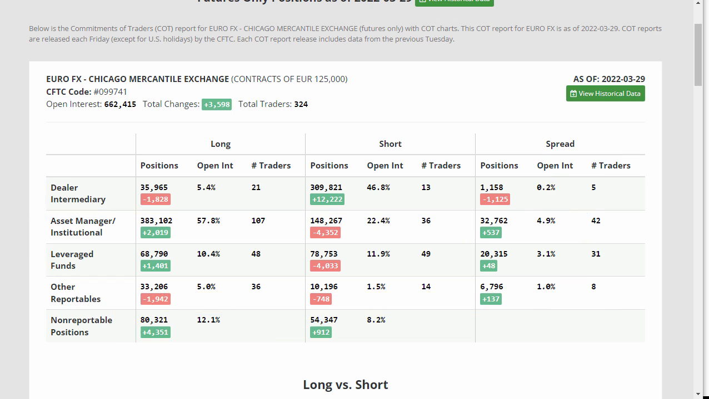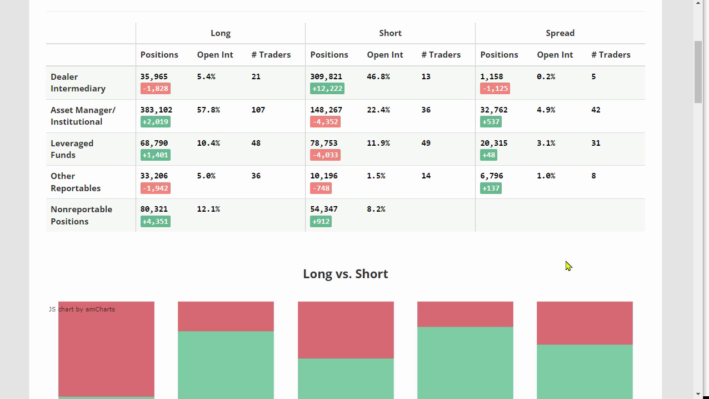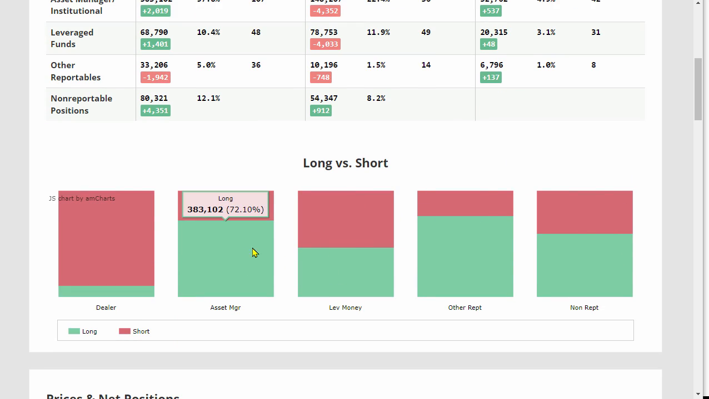Then let's break it down some more and look at what we're looking at within that asset manager. I'm looking at the positions they're holding, the long and the short. So their long positions, the asset managers are holding 383,000 against short positions of 148,000. If you want to look at it as a picture, there we go. They're 72% long, 28% short. That gives us a bit of a feel for their bias. Their sentimental bias is to the long side.